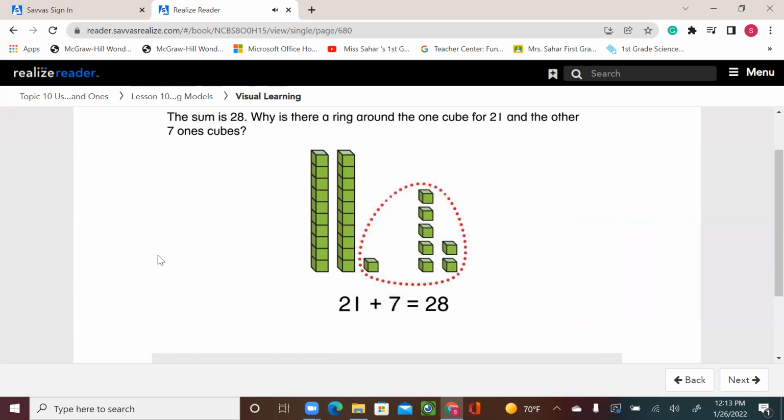The sum is 28. Why is there a ring around the 1 cube for 21 and the other 7 ones cubes? Since you are adding 21 plus 7, you need to add the ones together. Why doesn't the number of tens change in your sum? Since you are only adding ones to 21, the 2 tens in 21 stay the same in the sum.